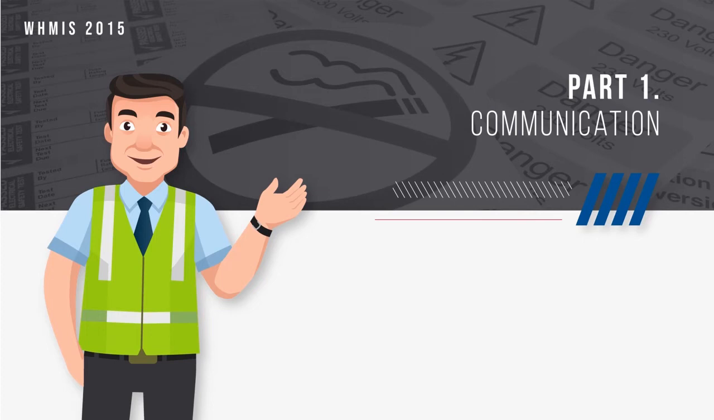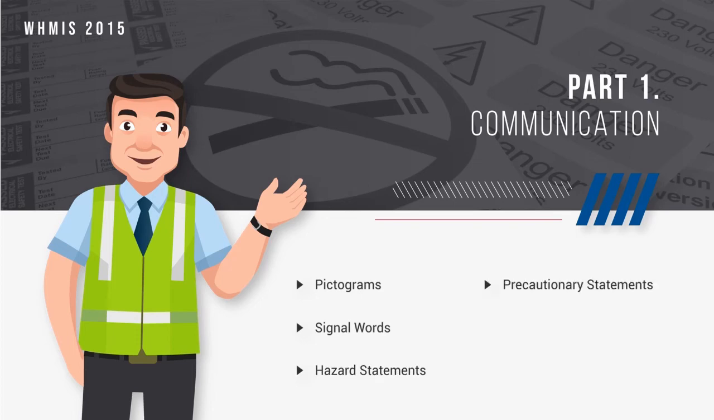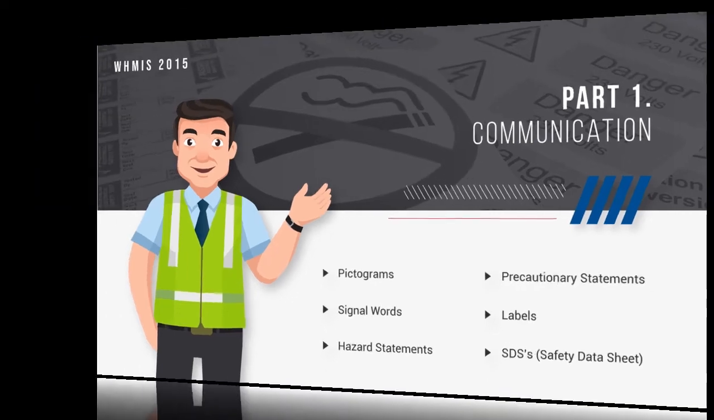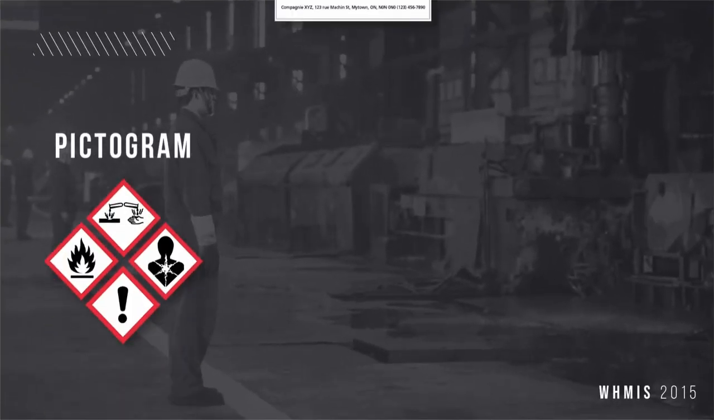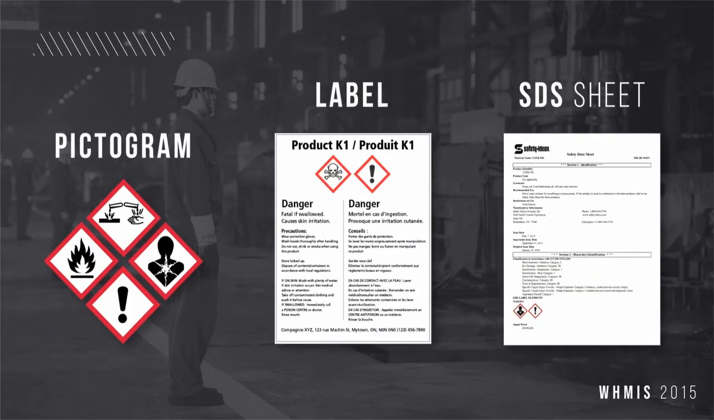WHMIS communication is broken down into 6 parts: pictograms, signal words, hazard statements, precautionary statements, labels, and SDSs, safety data sheets. WHMIS 2015 has standardized hazard communication, so there's a clear understanding of the hazards of products used in the workplace.